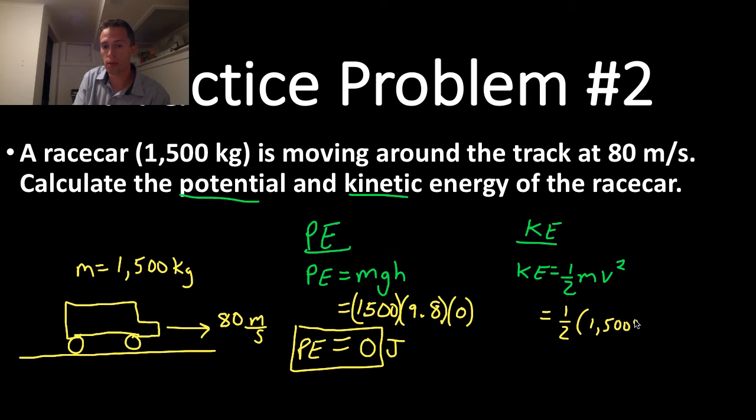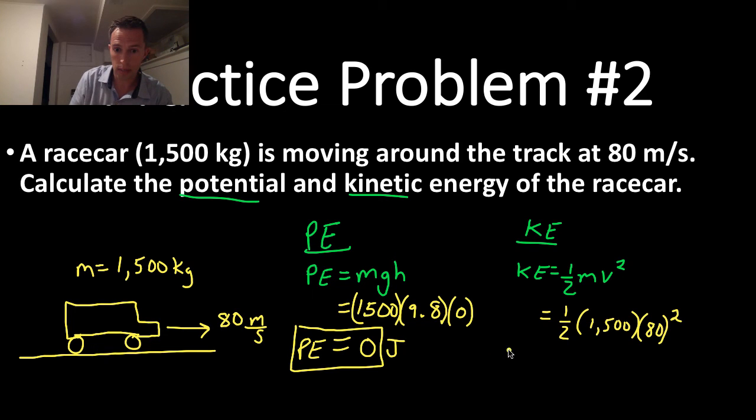1,500 kilograms, and its velocity was 80 meters per second. But we got to square that velocity. Always remember you have to square velocity in that case. So let me get my calculator and figure out what that is. 1/2 times 1,500 times 80 squared. And my calculator is telling me that it is, let me count the zeros here.